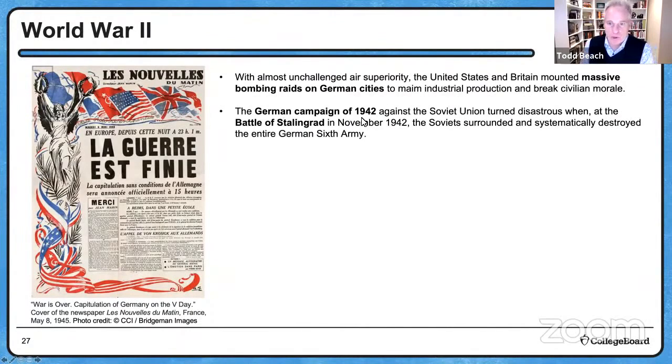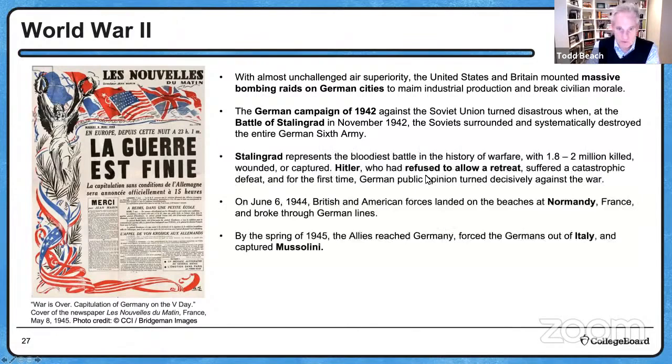The campaign of 1942, the German campaign against the Soviet Union, turned disastrous at the Battle of Stalingrad, and the Soviets will surround and systematically take out the German Sixth Army after it had looked like the Germans had it won.